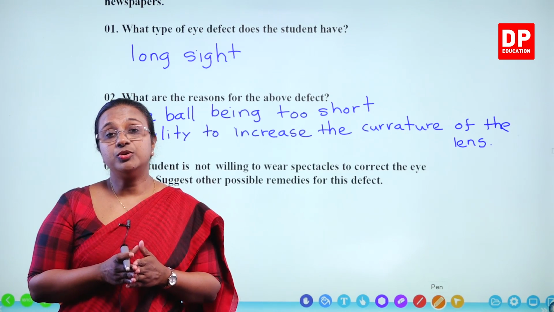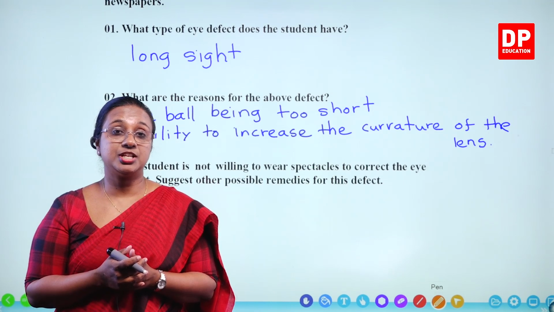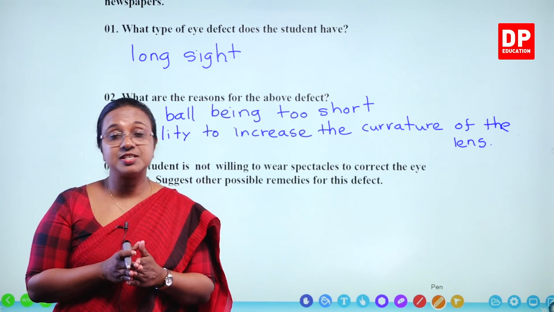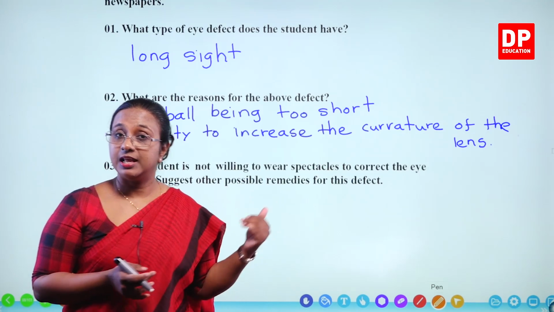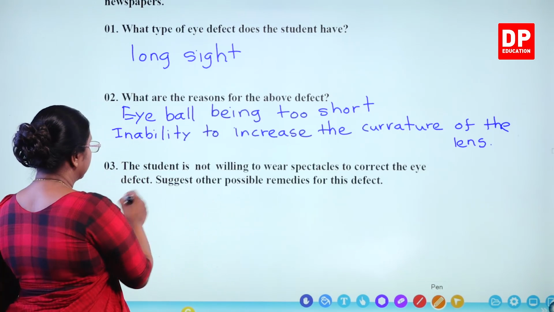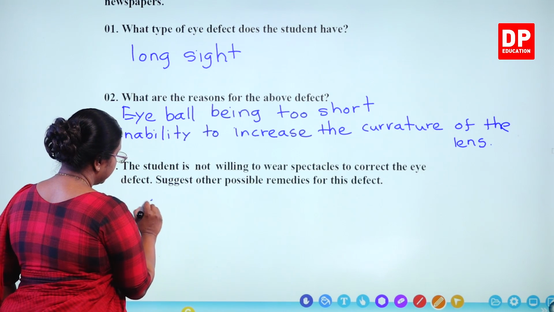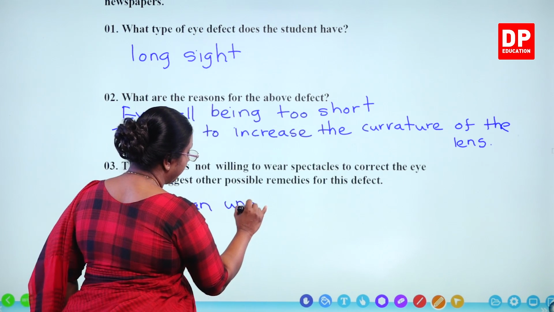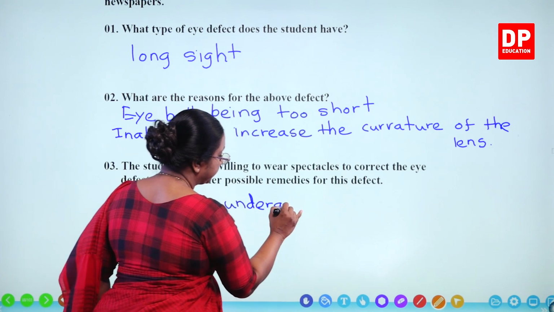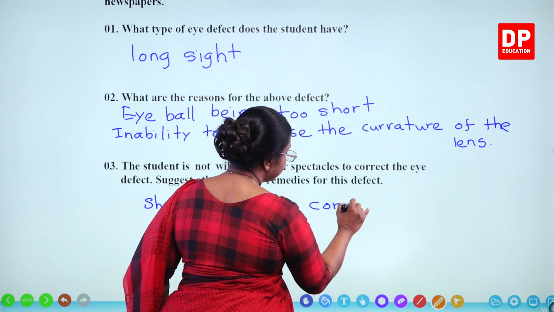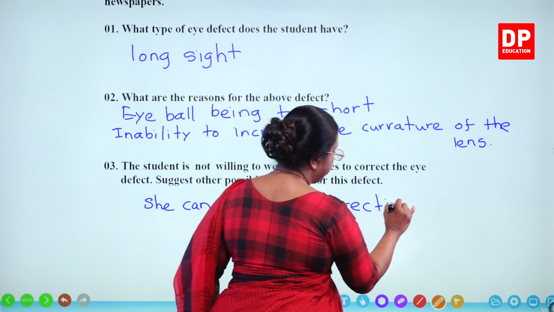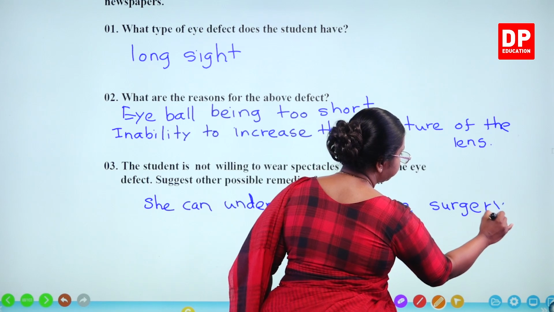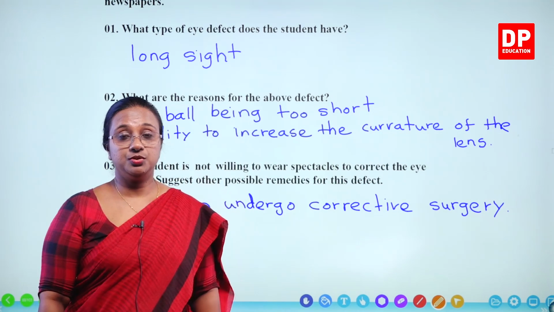What are the other possible remedies? She can undergo a corrective surgery. Normally they have many different techniques. A laser corrective surgery can be used to correct this defect. So here we can just say she can undergo corrective surgery.